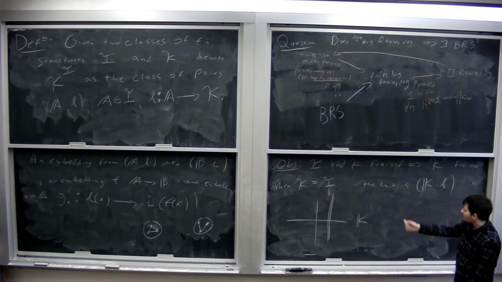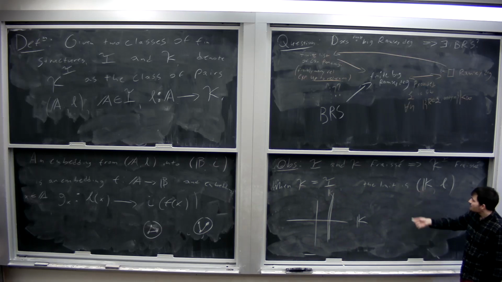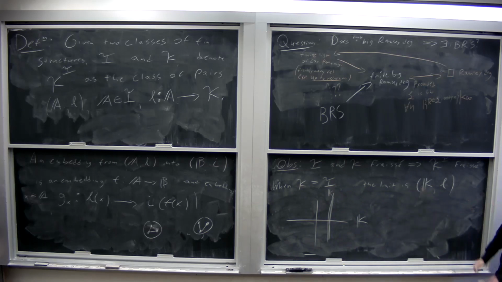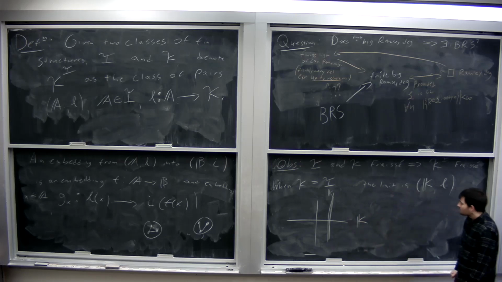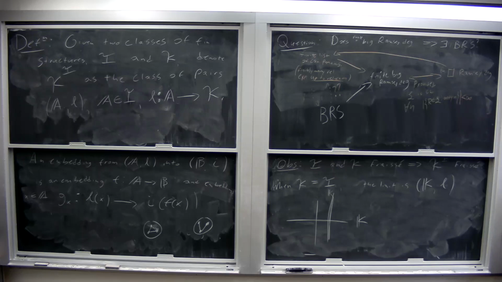So from this image, I hope it's somewhat clear that in this category you have big Ramsey degrees as well in the case that K equals I. But I still have absolutely no idea what happens when K is not equal to I. I have a guess, but there's no natural way to correlate these two things. Okay. That's all I have.